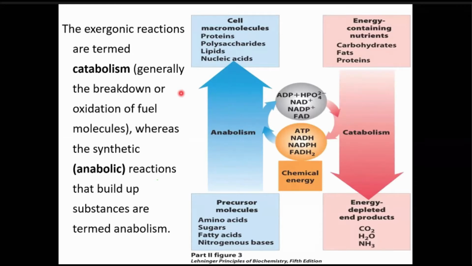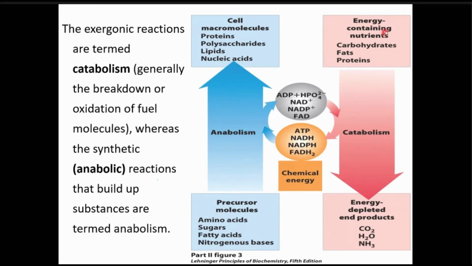So basically this is the fifth point to add to the criteria of exergonic and endergonic reactions. 5 points. If they ask you whether exergonic reactions are catabolic or anabolic, you should know exergonic reactions are catabolic and endergonic reactions are anabolic. Let's look at an example.